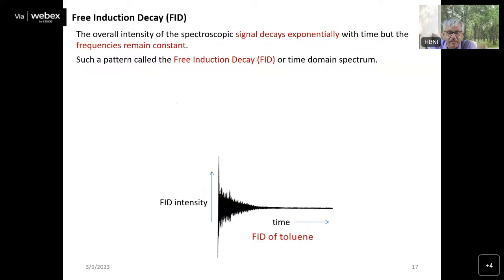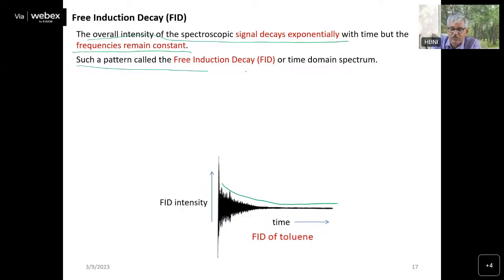Now the next important thing is the free induction decay. If you see the intensity of a spectroscopic signal, as soon as your detector starts detecting the signal, it will not be uniform. As time goes, you will see that it decays exponentially with time. But the most important thing is, although the signal is decaying, the frequencies which make up this signal do not change over time. The frequencies remain constant. Only their magnitudes are decreasing.